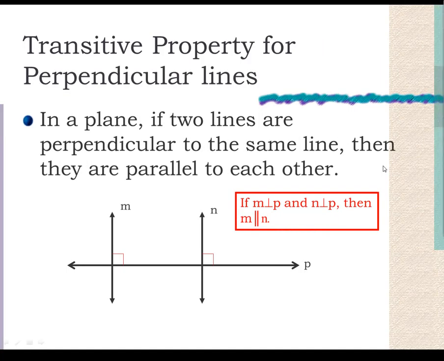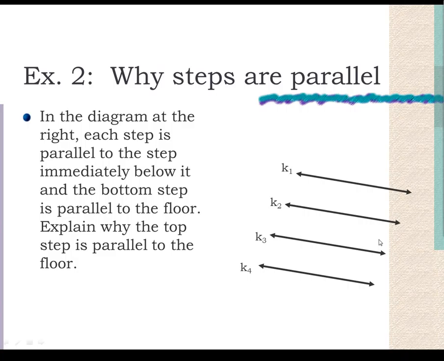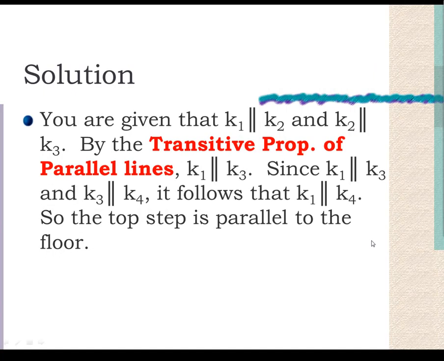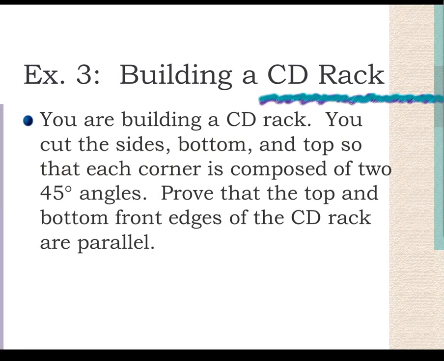Okay, we got another one. Transitive property for perpendicular lines. Now the title's a little misleading. It says if M is perpendicular to P and N is perpendicular to P, then M must be parallel to N. Two lines are perpendicular to the same line. If it's all in a plane, then those two lines must be parallel to each other. So the title we give that is transitive property, perpendicular lines. And then I think that's it. Just those two.